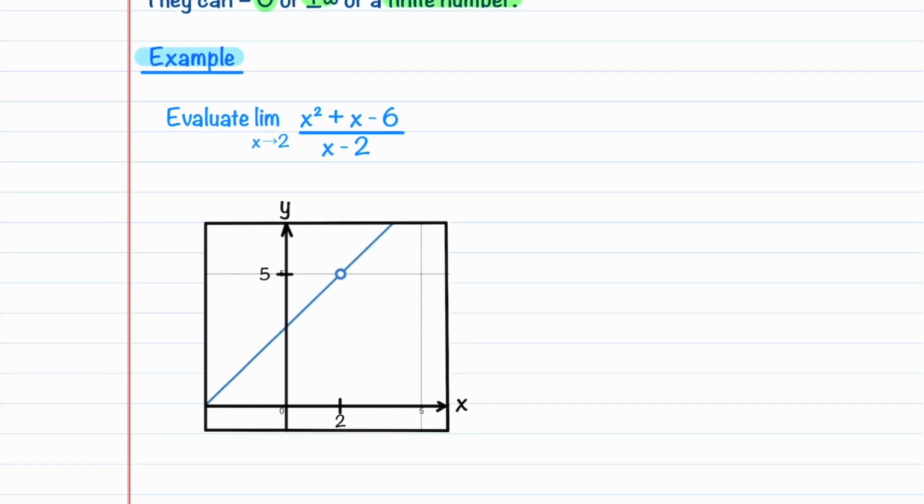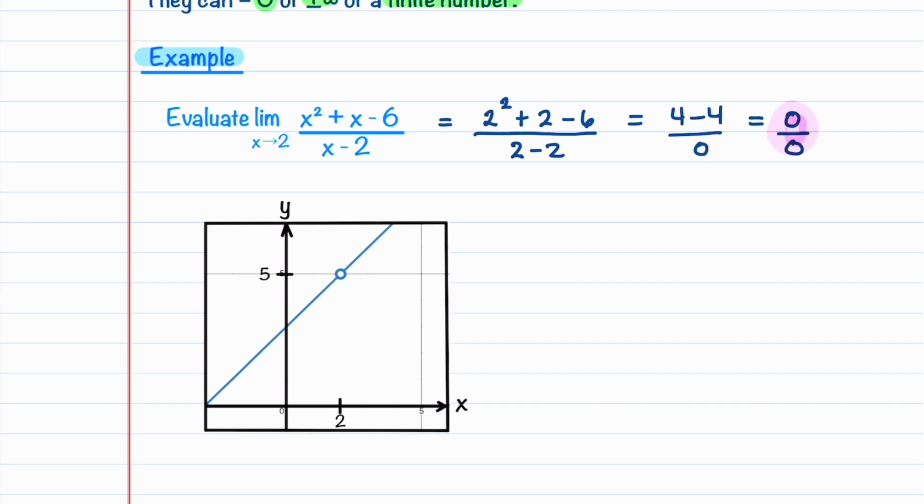We're going to evaluate the limit as x approaches 2 of (x squared plus x minus 6) all divided by (x minus 2). The first thing that you want to do when you evaluate limits is do direct substitution and just plug in the value. This gives us 2 squared plus 2 minus 6, all divided by 2 minus 2. Up top, we have a 4 minus 4, and in the denominator, we have a 0. So this gives us 0 divided by 0, and that's what we call an indeterminate form.